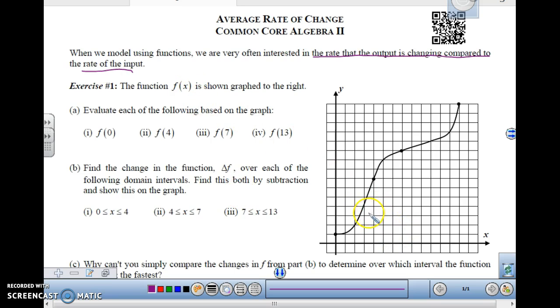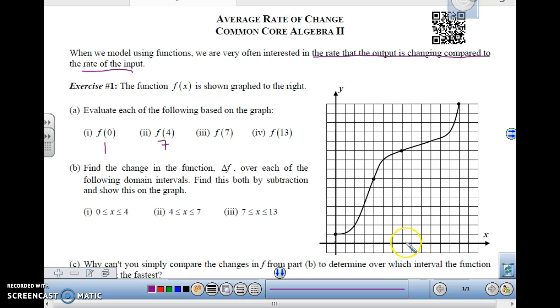We're going to be looking at this rate of change. So let's evaluate each of the following. Let's review some function notation. f of 0. All right, so when the input is 0, what is the output? It is 1. All right, when we have f of 4, when x is 4, what's the y? 1, 2, 3, 4, 5, 6, 7. f of 4 is 7.